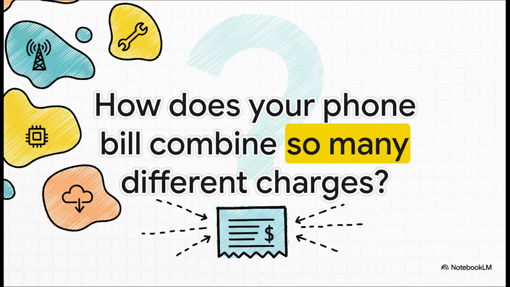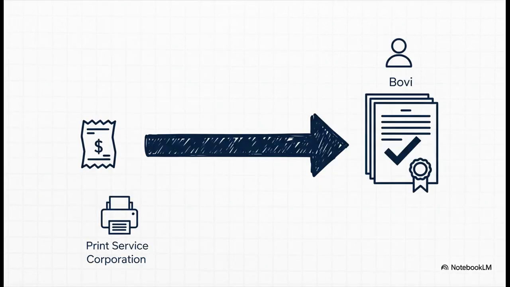You know, that's actually the perfect example of this process in action. Being able to pull together all those different charges into one single, accurate invoice is a massive challenge for companies, and that is exactly what SAP Convergent Invoicing is designed to solve. So, to make this real, we're going to track a transaction from a company we'll call the Print Service Corporation and their customer, Bovie. Let's trace this thing from start to finish.